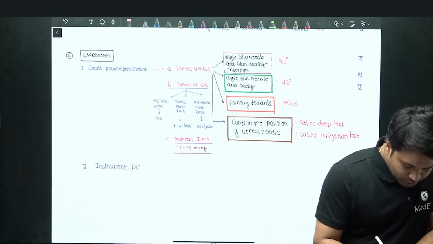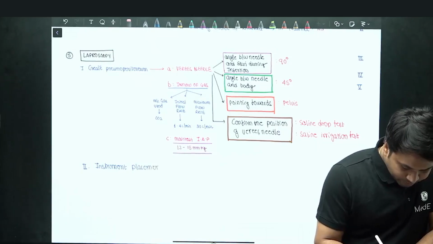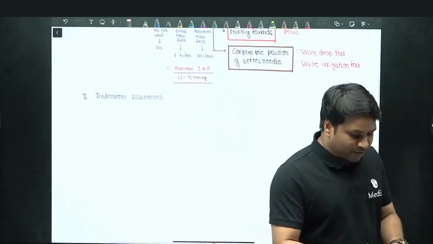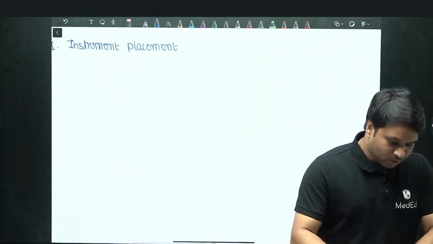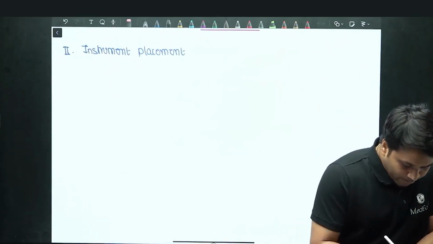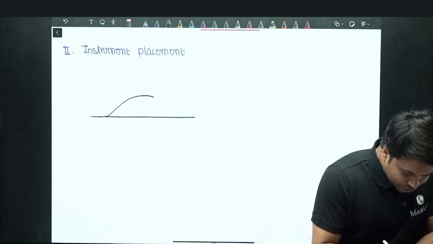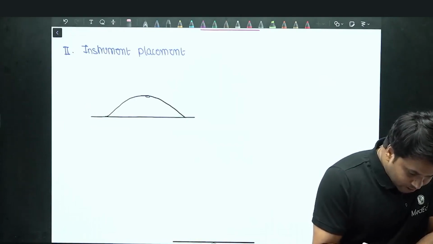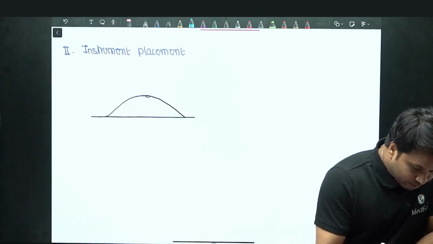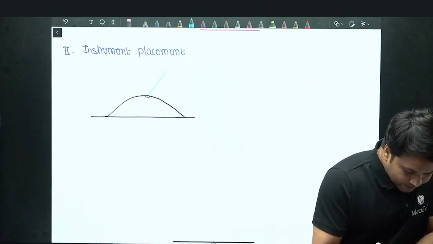You have the instrument placement. Now in the instrument placement, you don't need to know much about it. Whatever I'm going to tell you, just remember that. Now if you take this as the representation of the abdomen, you will have one port that will be put. This is what we call the camera port, right?